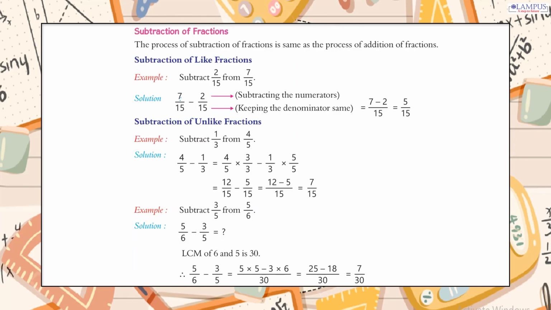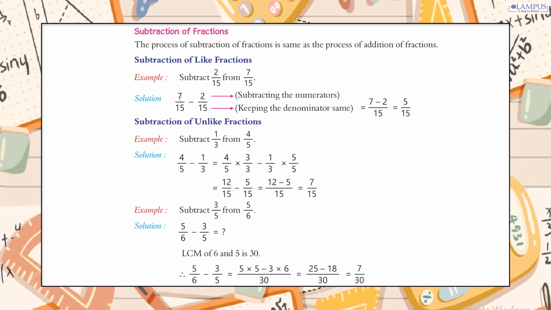Subtraction of fractions. The process of subtraction of fractions is same as the process of addition of fractions. Subtraction of like fractions. Example. Subtract 2 by 15 from 7 by 15. Solution. 7 by 15 minus 2 by 15. Subtracting the numerators, keeping the denominator same, equals 7 minus 2, whole divide by 15, equals 5 by 15.